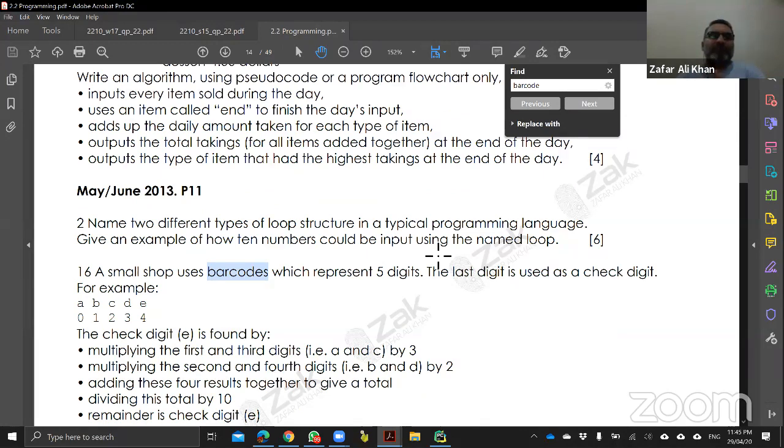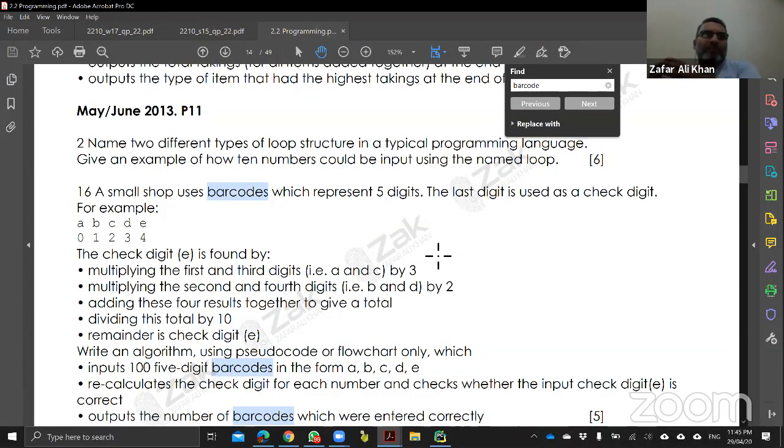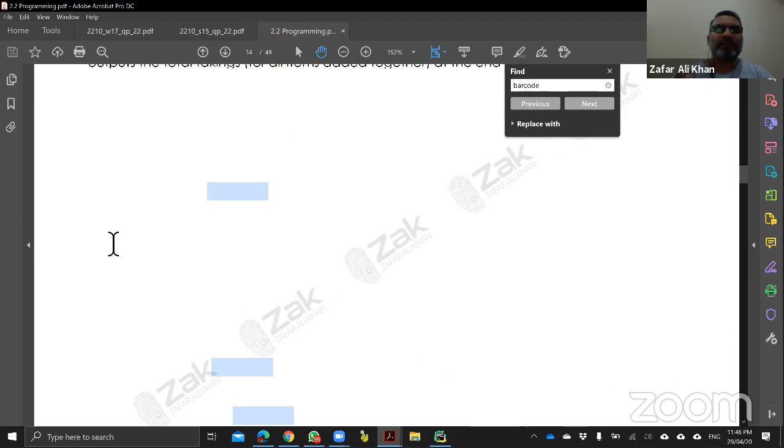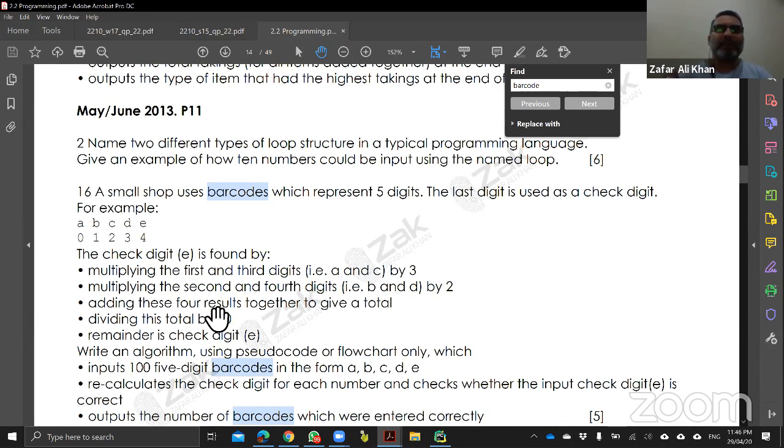So it means that we are taking inputs in 5 digits. Every digit is being represented by A, B, C, D, and E. A, B, C, and D is the actual number, and E is actually the check digit. So what we have to do is multiply the first digit and the third digit by 3. So A will be multiplied by 3, C will be multiplied by 3. We have to multiply the second and fourth digit, B and D, by 2. And then we will be adding the 4 totals and then dividing that by 10.